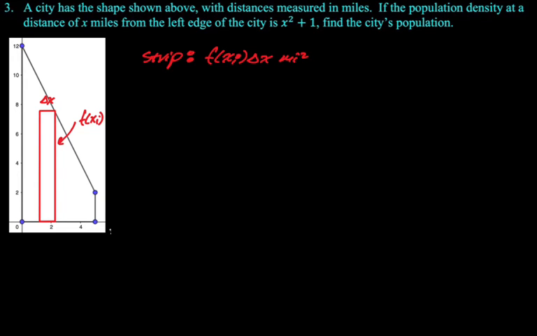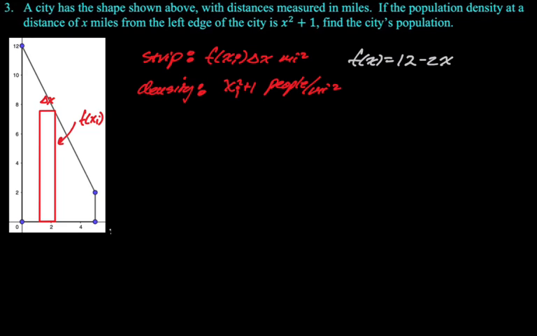Now, density was given to us. The density is going to be x sub i squared plus 1. And I'm going to say that that's in people per mile squared. We get a weird answer when we do that, but that's okay. We also need to figure out what the function is. The function is just the line that goes from (0, 12) to (5, 2). So that has a y-intercept of 12 and a slope of -2 because you go down 10 and over 5. So f of x, our function, is 12 minus 2x. Also, I switched from using red, which I do not like the look of on this, to using gray.